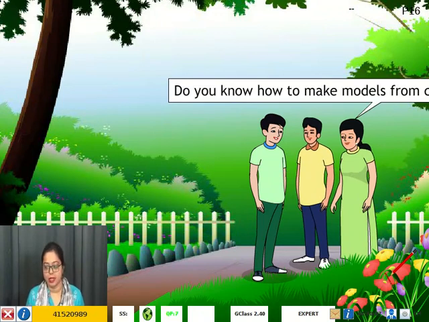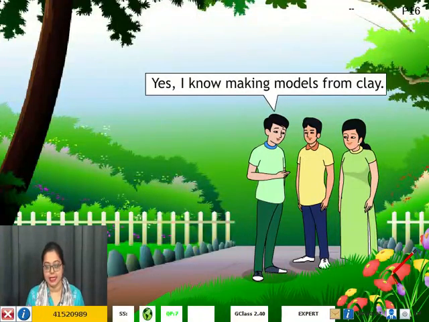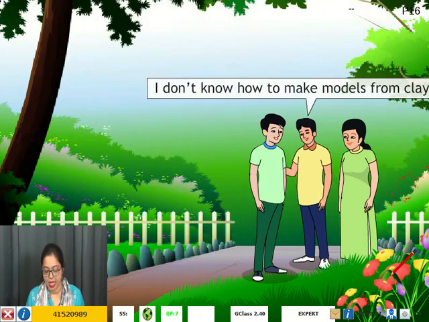Another sentence coming up on the screen. Do you know how to make models from clay? Yes, I know how to make models from clay. The answer is yes, I know how to make models from clay. This is what? The sentence is in a positive form. Next you see another sentence. I don't know how to make models from clay. Okay.